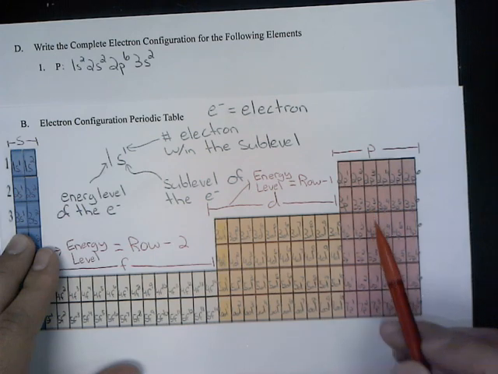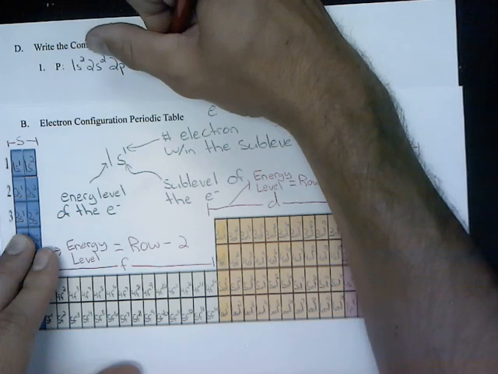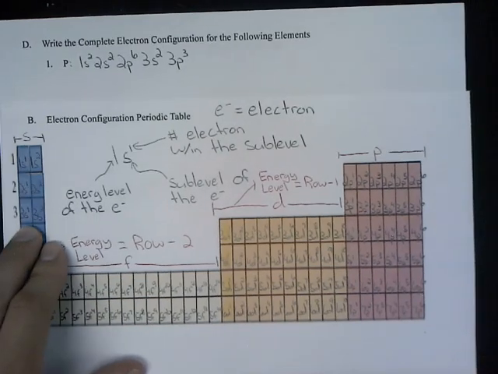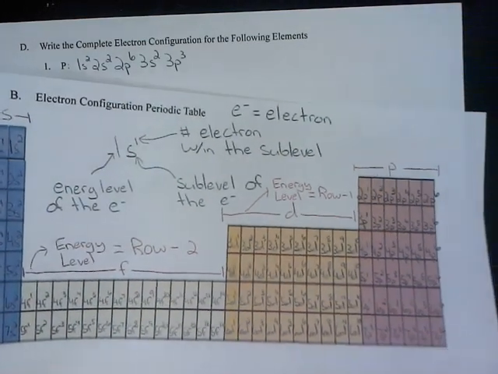We only want to represent the electrons we have. And so we would stop right there at phosphorus at 3p3. So right there for phosphorus, that would be the complete electron configuration.